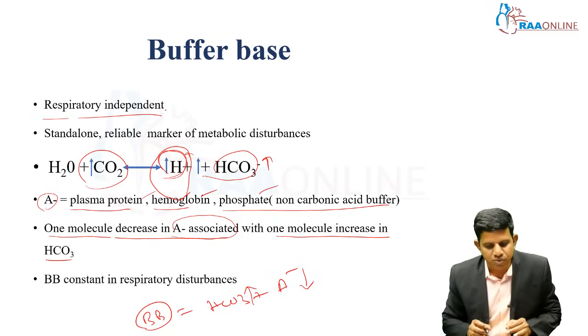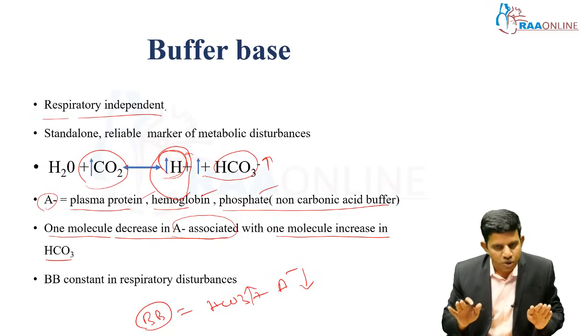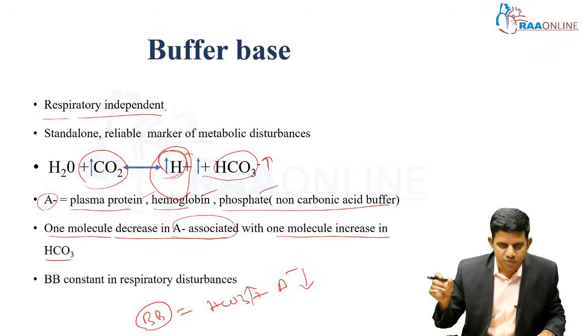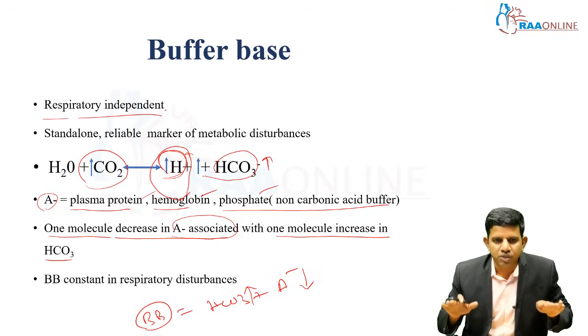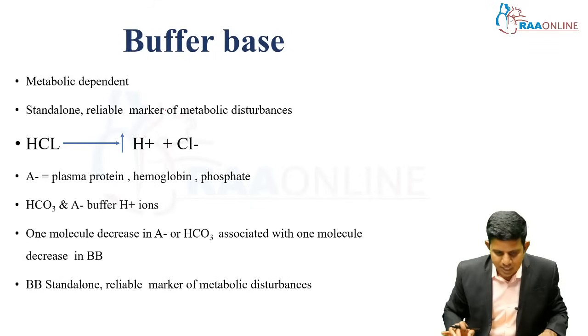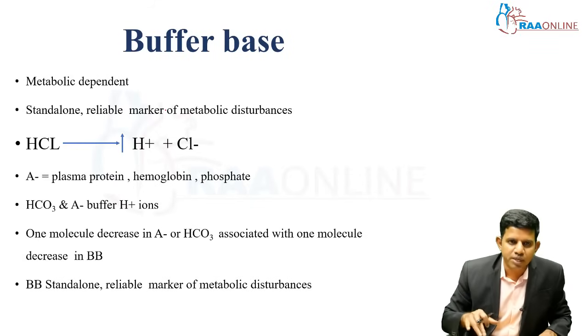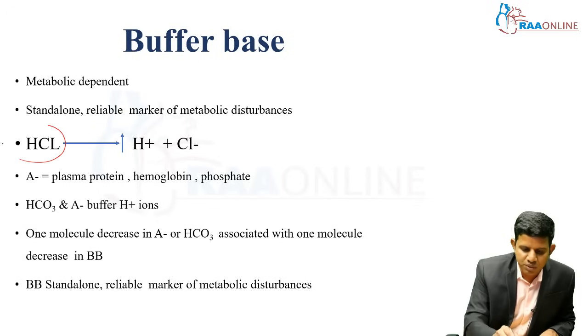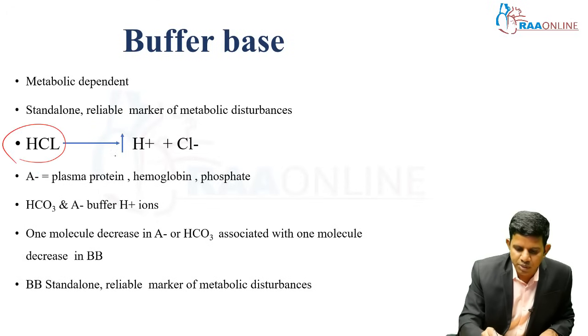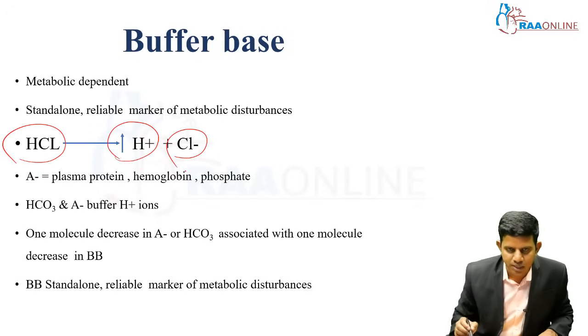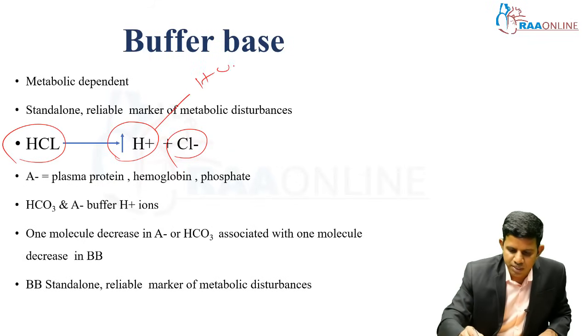In respiratory acidosis, the buffer base concentration won't change. So bicarbonate level may increase, but the other non-carbonic buffer base anions will decrease. So the buffer base will be constant. So it is respiratory independent. Second, if you see here, it is metabolic. If I add hydrochloric acid, what will it do? It produces H plus ions and chloride. The increased H plus ions will be neutralized by bicarbonate or it may be A minus.